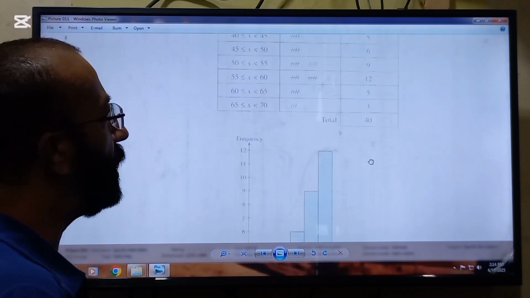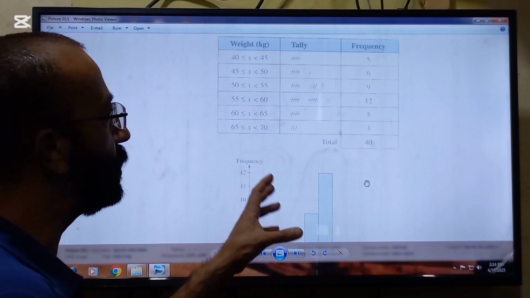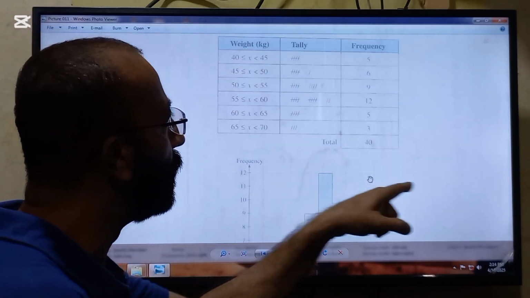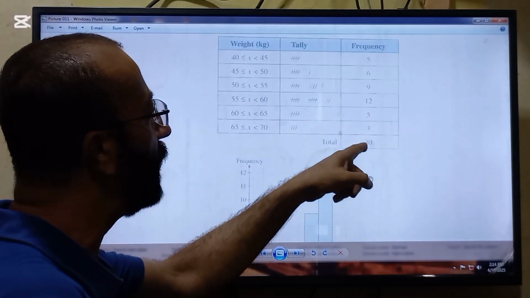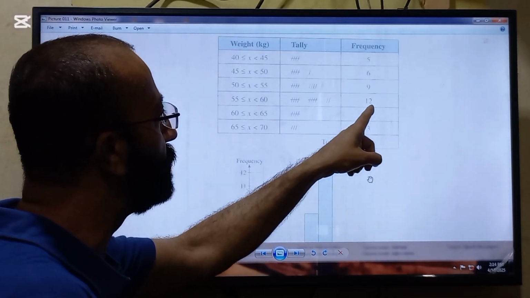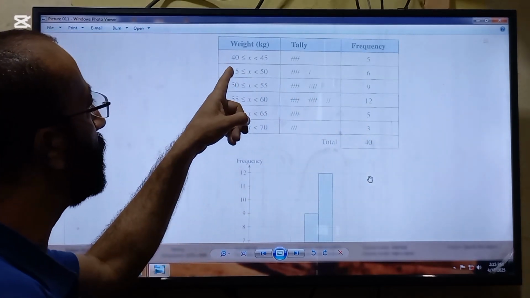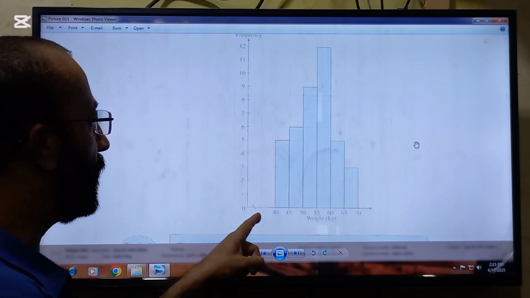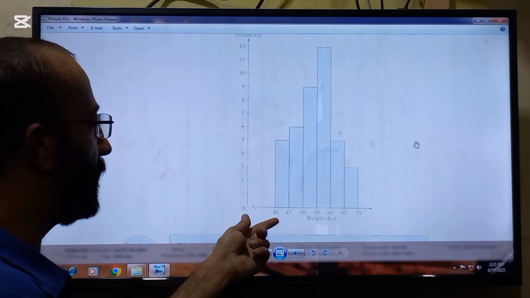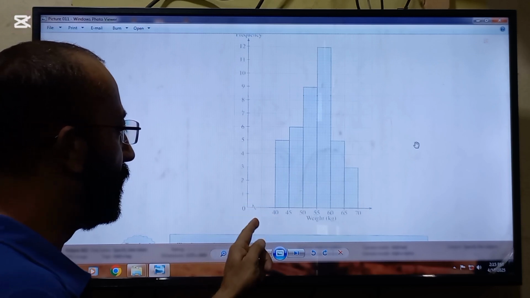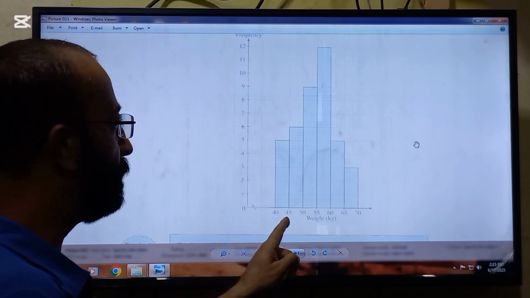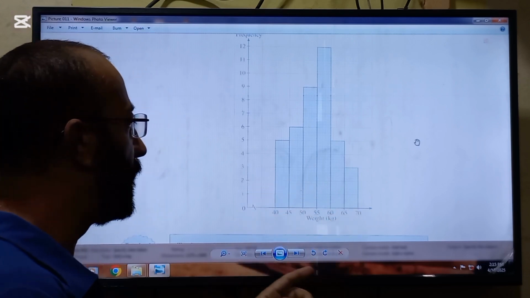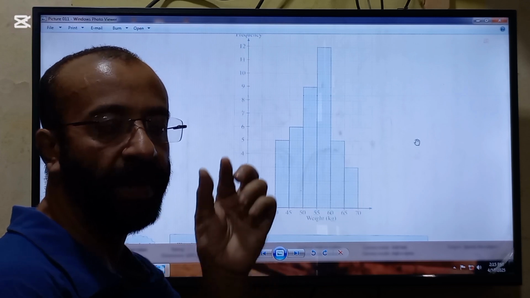Now we will draw the histogram for this frequency table. So weights will be written on the horizontal line and frequencies on the vertical line. So frequencies are up to 12, that is maximum 12, and the weights will be from 40 to 70. So look here. Here will be a zigzag line, because there is a gap between 0 and 40. So we will draw a zigzag line here. So 40, 45, 50, 55, 60, 65 and 70. So the point to remember here is, now we will not write the value between the bars.